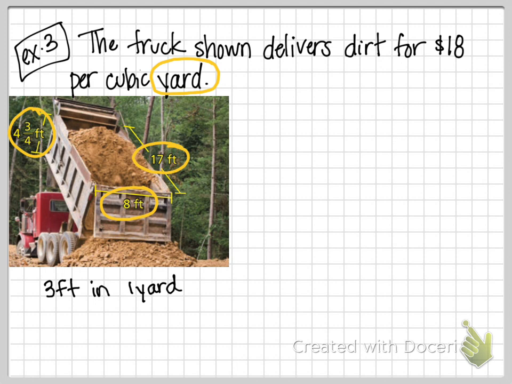So 8 feet, if we want to get to yards, we would divide by 3. Right? No, because if there's 3 feet in 1 yard, there's going to be fewer feet per yard, right? Because feet are smaller than yards. Yeah, so we would divide by 3.